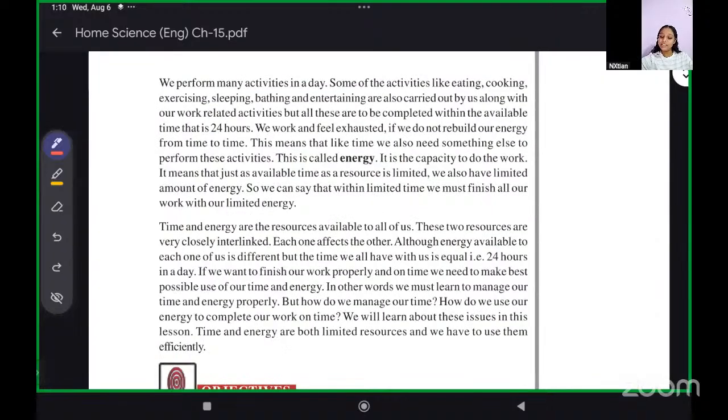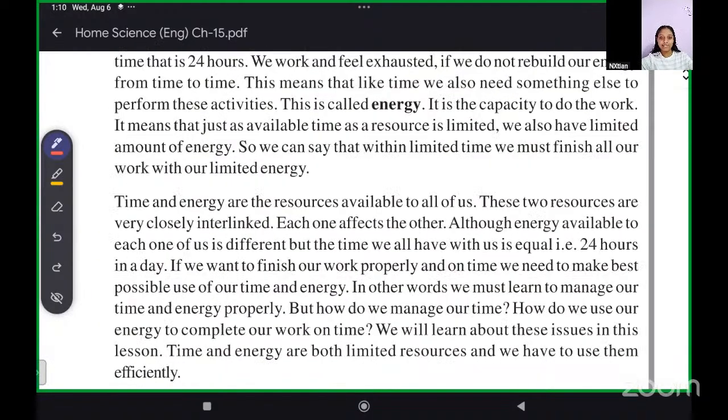What is energy again? Energy is the capacity to work. Okay, energy is basically the capacity that we have to perform our work. What capacity we have in which we can perform our work well, that is our energy.